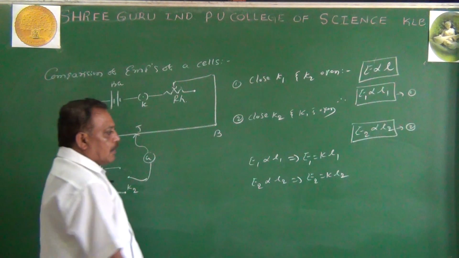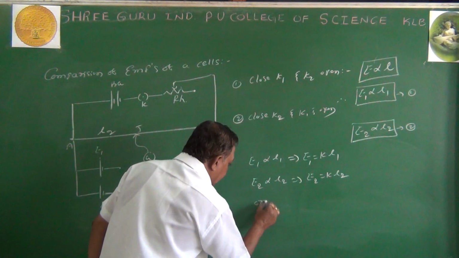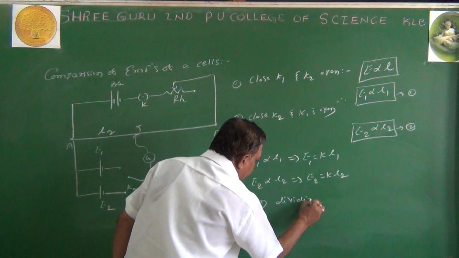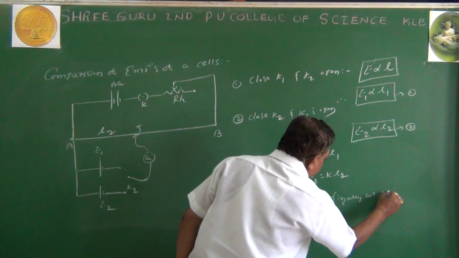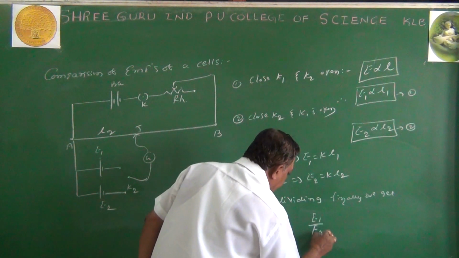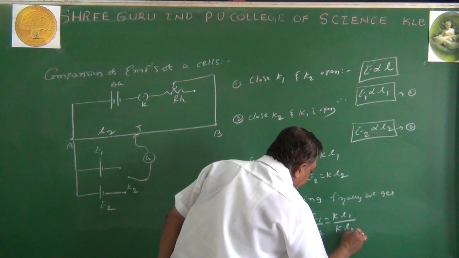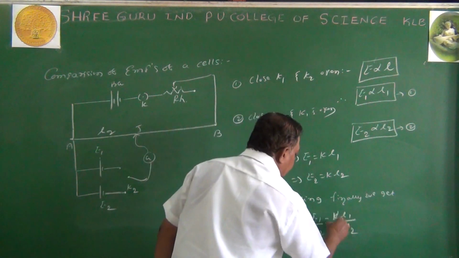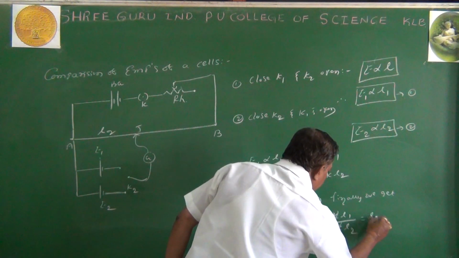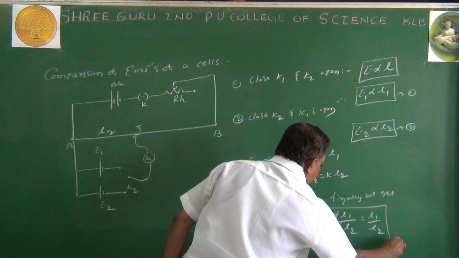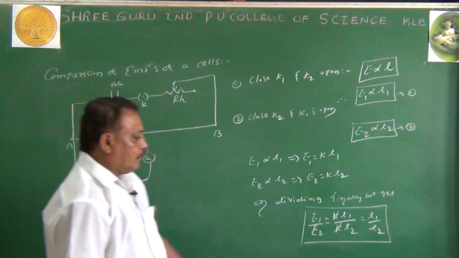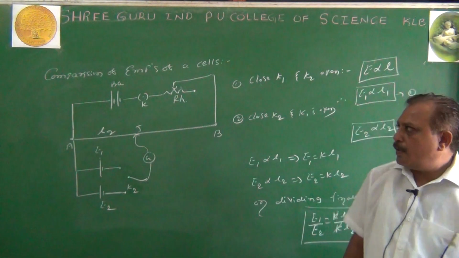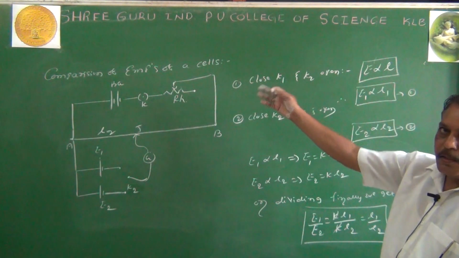Then I divide these two equations. On dividing, finally we get E1 by E2 equals KL1 divided by KL2. Shall I cancel the K term? Then the final equation is E1 by E2 equals L1 by L2. Now this is our comparison of the EMF by knowing the lengths L1 and L2. Are you getting that? This is the simplest thing, how to compare the EMF by using the potentiometer.